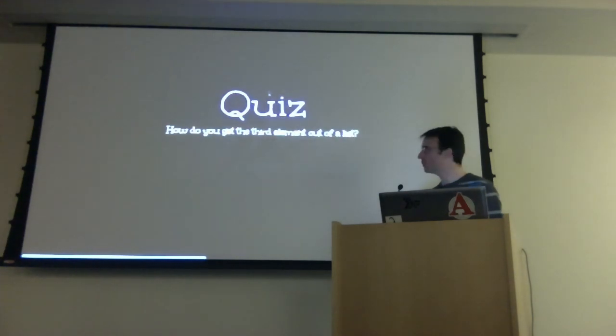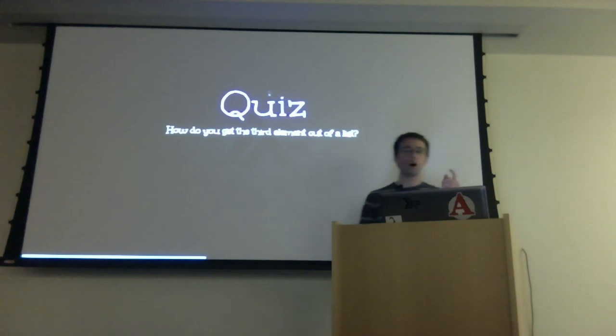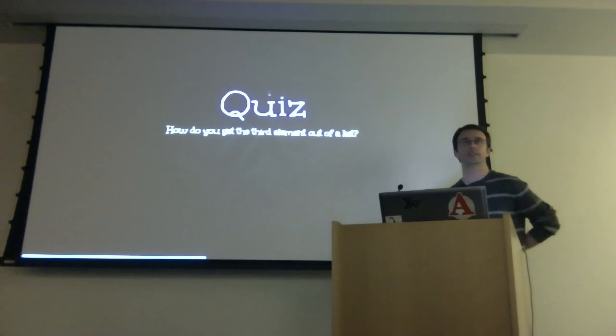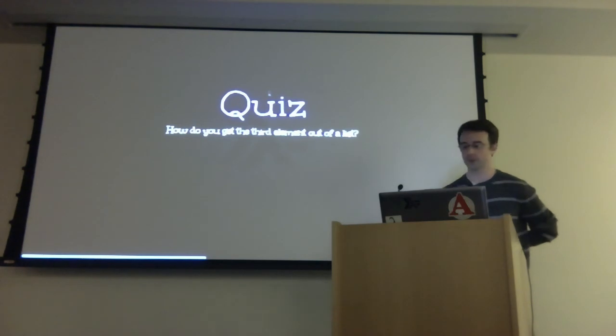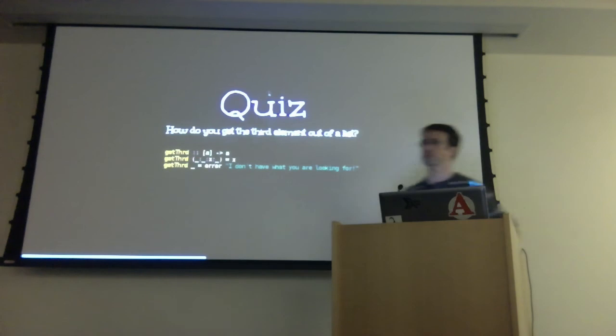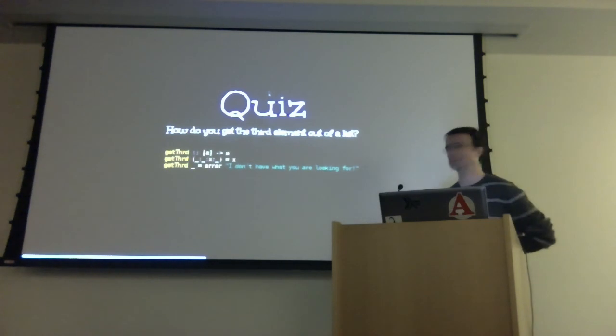Oh, my quizzes are all messed up. All right, so how would you get the third element of the list now, using pattern matching? Underscore, underscore, X, underscore, right? And then, if it doesn't match that pattern, then throw an error. All right, does that make sense? Is that clear?